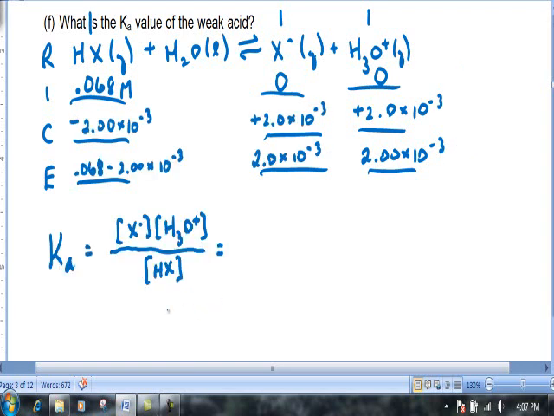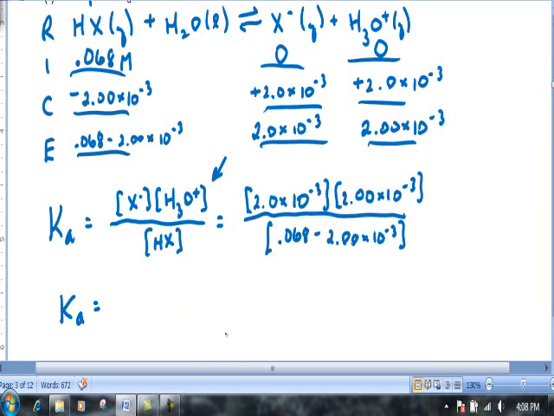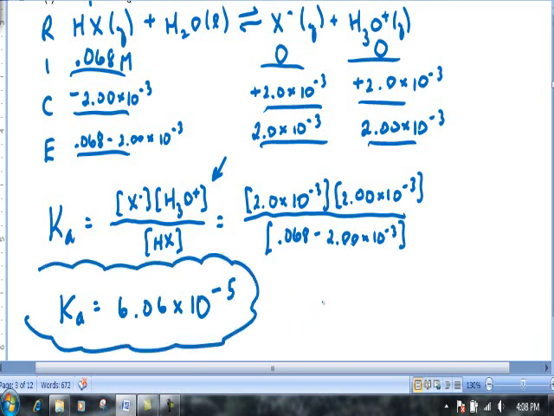So we now know all of our equilibrium values. We can plug these into the Ka expression and determine the Ka value for our unknown weak acid. Solving for the Ka value, we end up with 6.06 times 10 to the negative fifth for the Ka value for our weak acid based on the data that we collected.